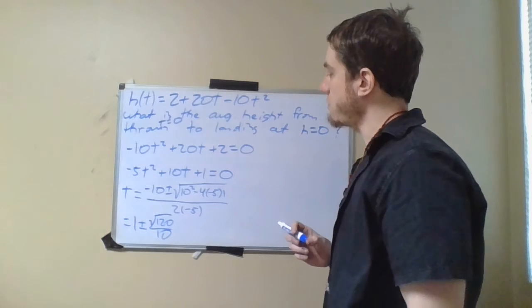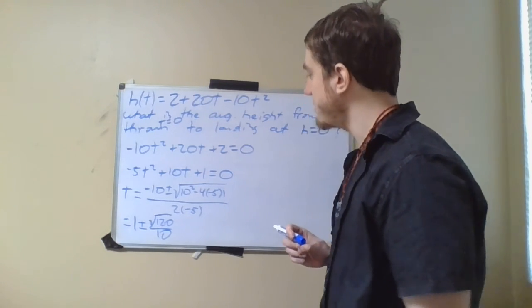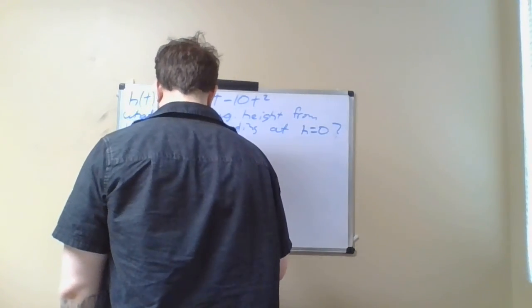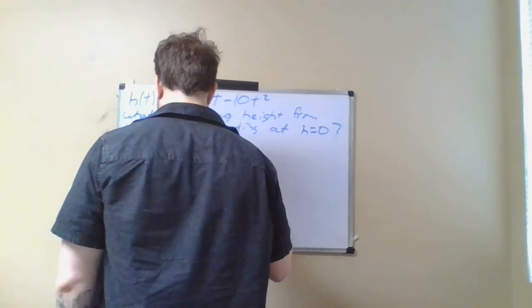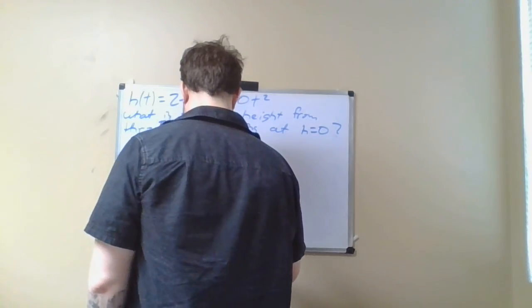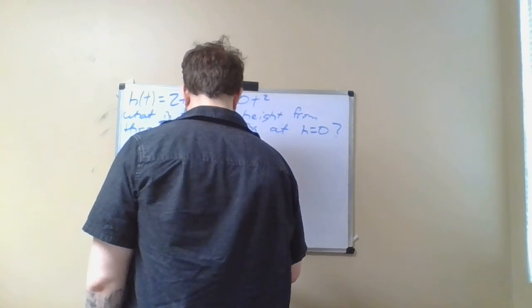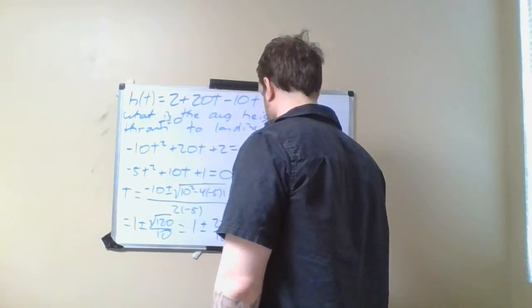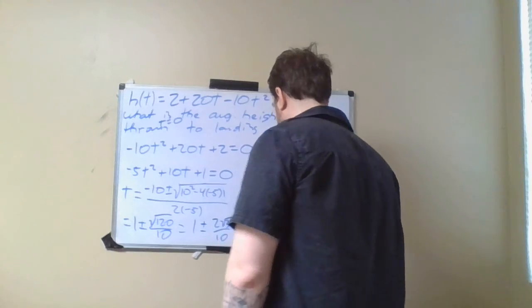And what can we say about the square root of 120? Well, that is going to be the square root of 10 times the square root of 12. So this is actually 1 plus or minus, let's see, square root of 12 is 2 times 2 times 3. So this is 2 square root 30 over 10, which is 1 plus or minus the square root of 30 divided by 5.